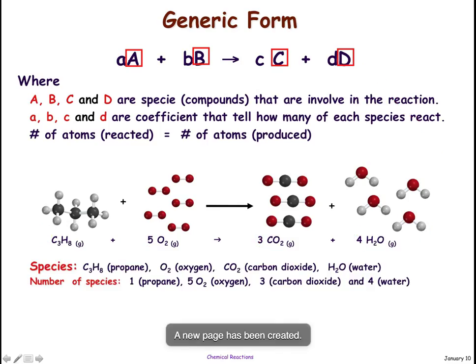So that's what we have. We have C3H8, oxygen, carbon dioxide, water, and then we proceed with the coefficient.